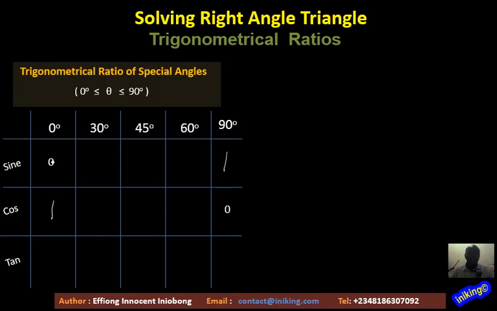Tan, we know, is the ratio of sine to cos. So tan 0 is sine 0 over cos 0. So I can call that 0 all over 1, since sine 0 is 0 and cos 0 is 1. So that gives me 0 over 1, which is 0.